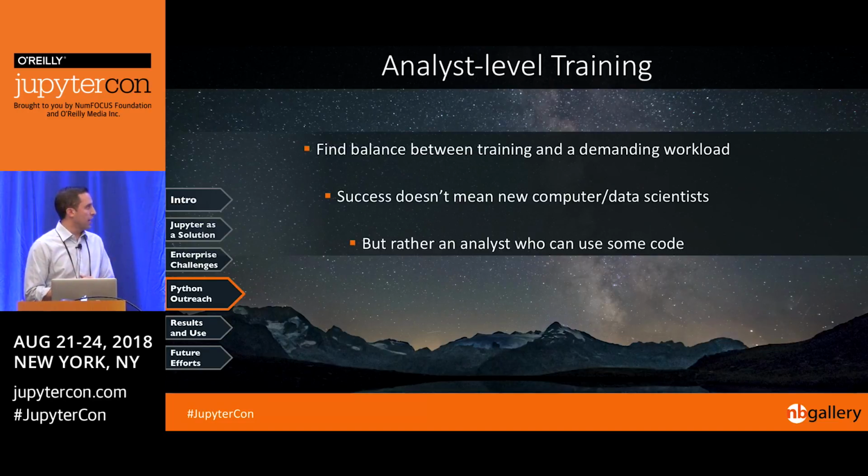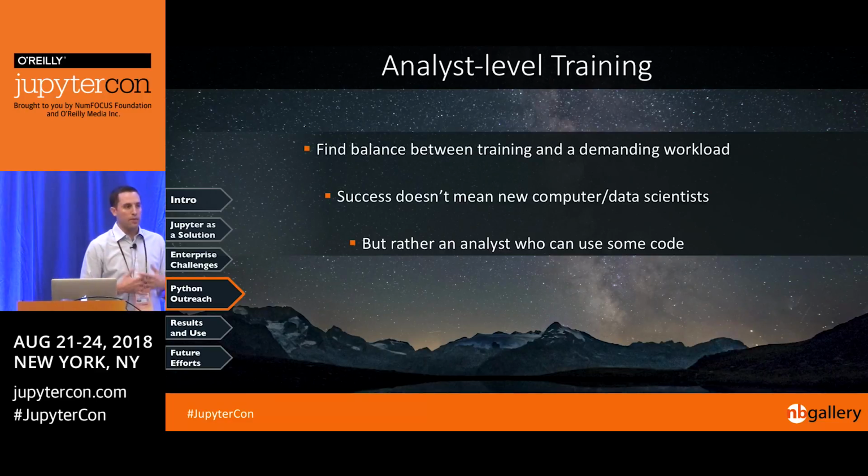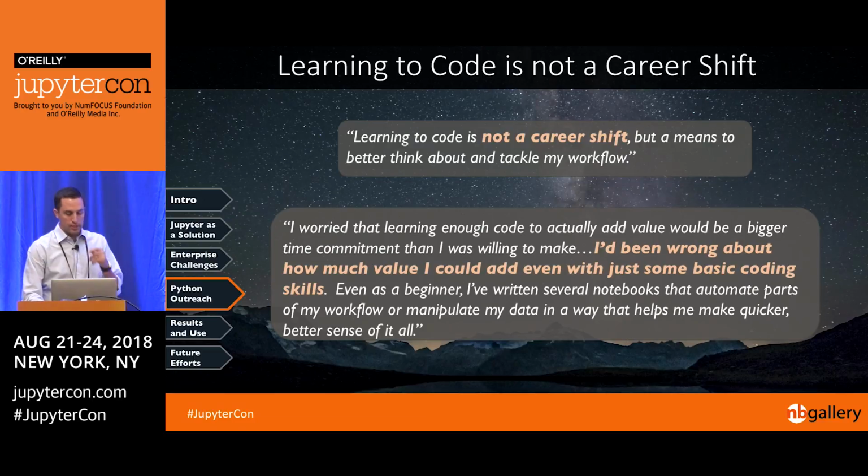Another thing to take into account is that success in this case doesn't mean that we're necessarily creating a new kind of computer scientist or a new data scientist. Rather, an analyst who can learn and use some code may still have tangible benefits and may still be helpful for our mission. And this is reflected in these quotes, again, from that same blog post from that analyst I talked about at the beginning. What she mentions here, learning to code is not a career shift, but rather a means to better think about how to tackle her workflow.